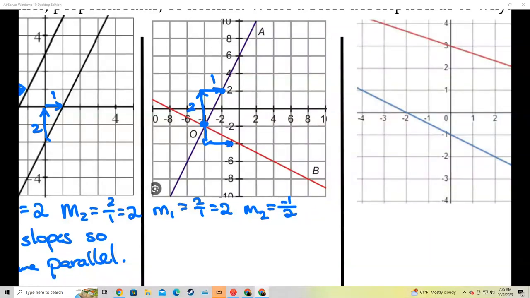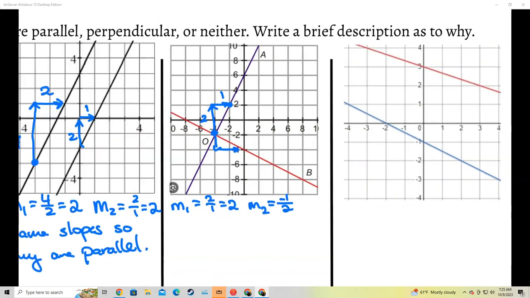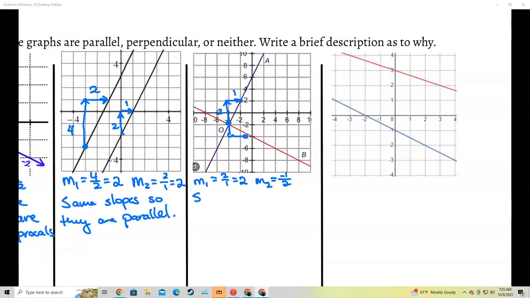Well, my first slope was 2 over 1, positive. The second one's negative, so that's opposite. And if I flip the 2 over 1, it becomes 1 over 2. These are opposite reciprocals. I'm going to say slopes are opposite reciprocals. So the lines are perpendicular.